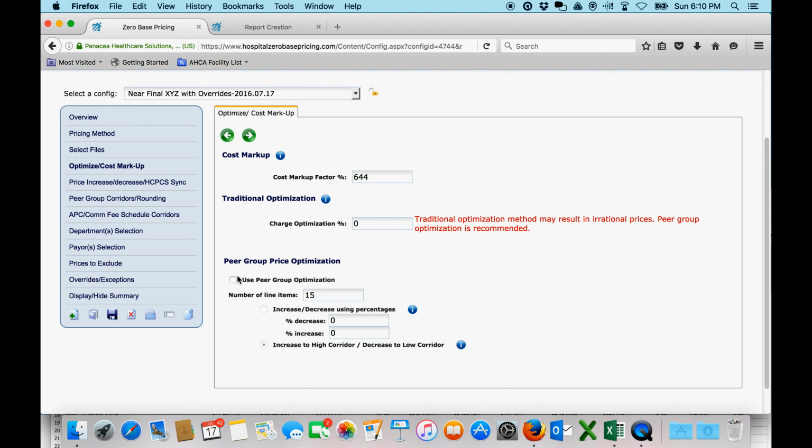The nice thing about this feature is that unlike traditional optimization, which results in irrational pricing, the peer group optimization method, what it does is out of the thousands and thousands of line items in the charge master, you could enter just 15 or 20 line items and it'll find the best 15 to increase and the best 15 to decrease.